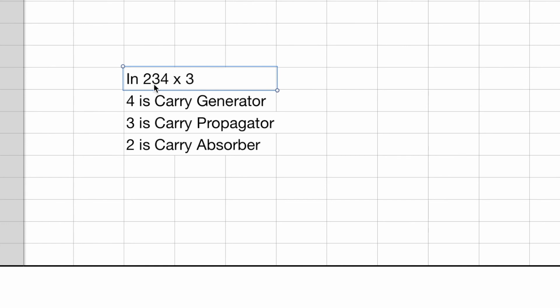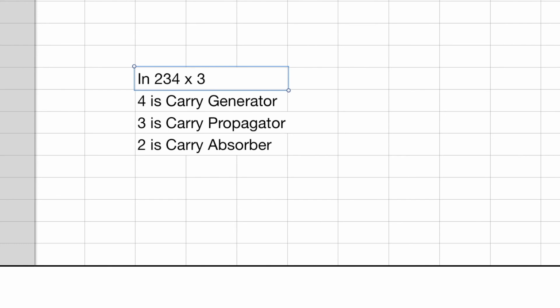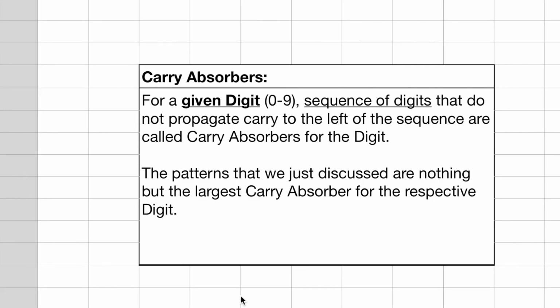So in this example, 234 times 3, 4 is a carry generator because 4 times 3 is 12, which generates a carry of 1. 3 is a carry propagator because 3 times 3 is 9, but it receives a carry of 1 from 4 and becomes 10, which generates a carry of 1 for 2. And 2 is a carry absorber because 2 times 3 is 6, which absorbs the carry of 1 and becomes 7 and does not generate any carry. We can also extend this pattern concept to numbers beyond 10.